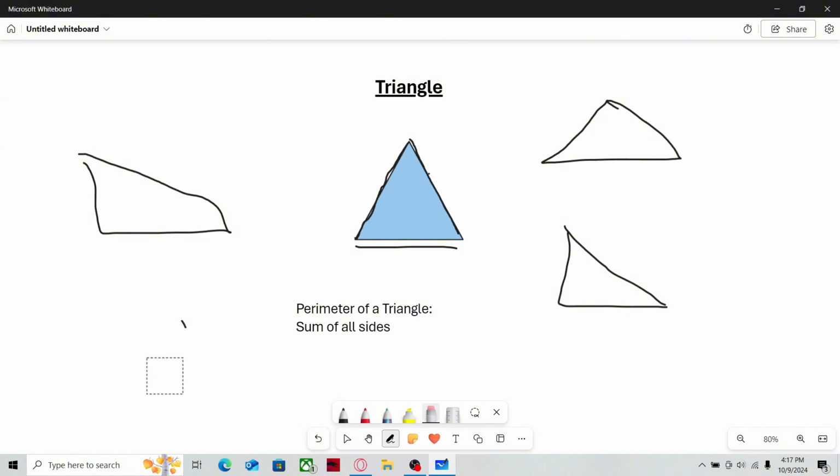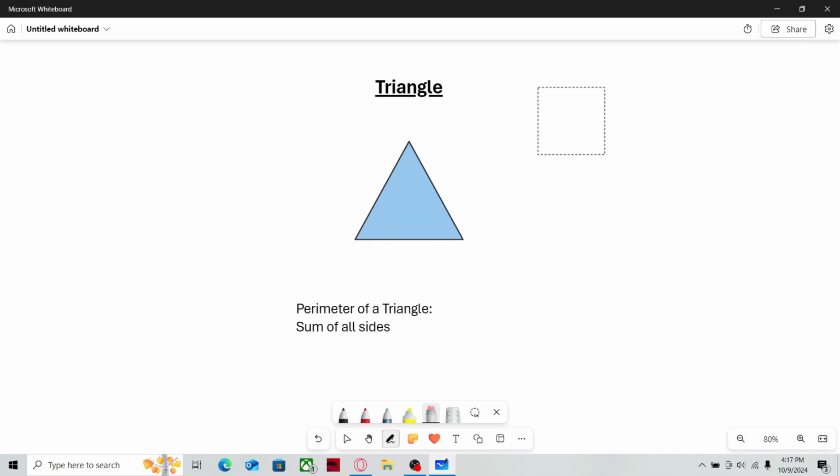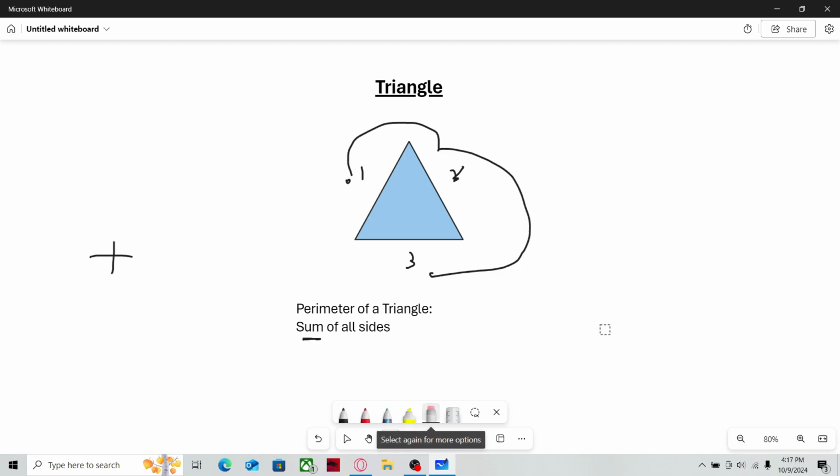It's not always the same value. You will get different values, but all you need to know is that the perimeter of a triangle is to sum all the sides. And the meaning of sum is basically to add. So add all sides. How many sides? 3 sides. So whatever the value is, just add them, right? Let's move on to the next figure.